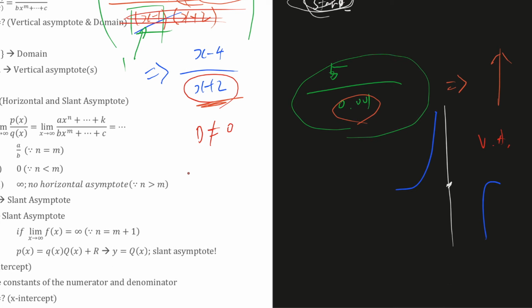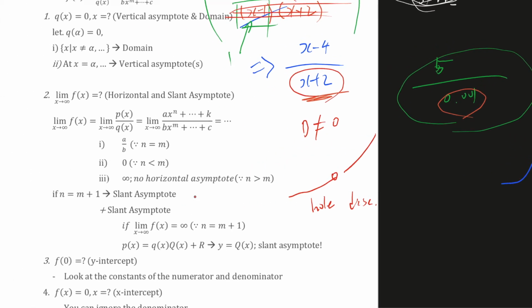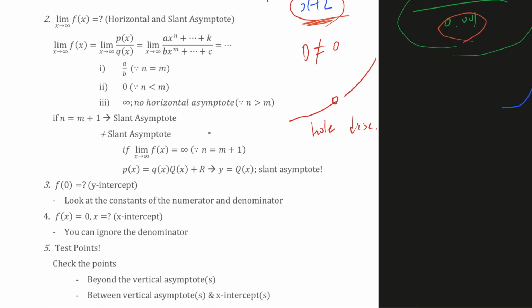And if you graph it, it's actually going to give you a little hole in a graph, and you call it a hole discontinuity. Hole discontinuity. Let's look at the vertical. This is it for the vertical asymptote, and let's have a look at the horizontal asymptote and the slant asymptote.